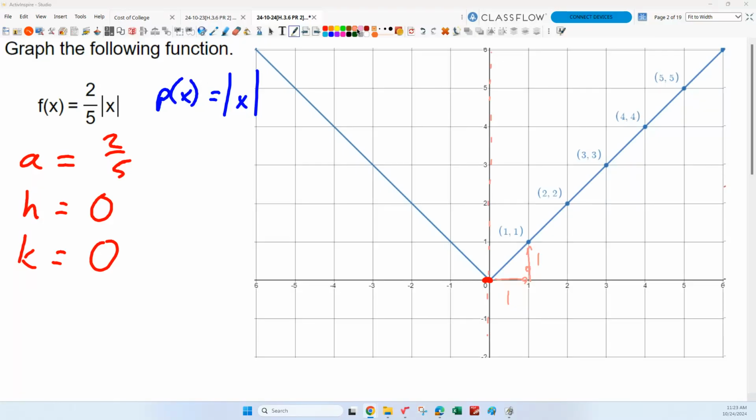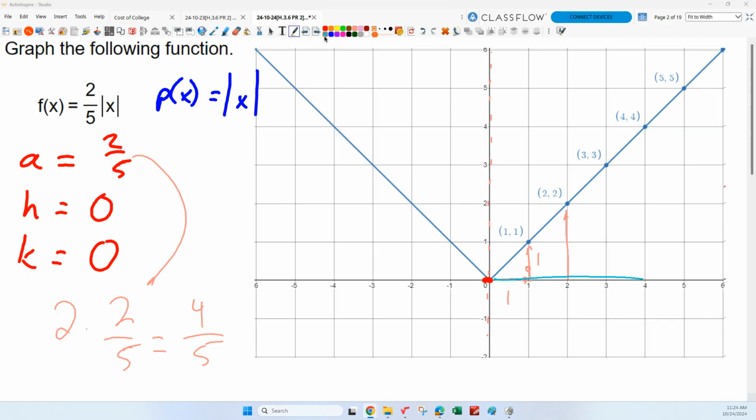That's not a very convenient place. Can I find a more convenient height to use than a height of 1? I could use a height of 2. If I go over 2, I would normally go up 2. Well, I could multiply 2 times my dilation factor of 2/5, and I would get 4/5. That's still not super convenient. 5 would be good, right? What if I went over 5?